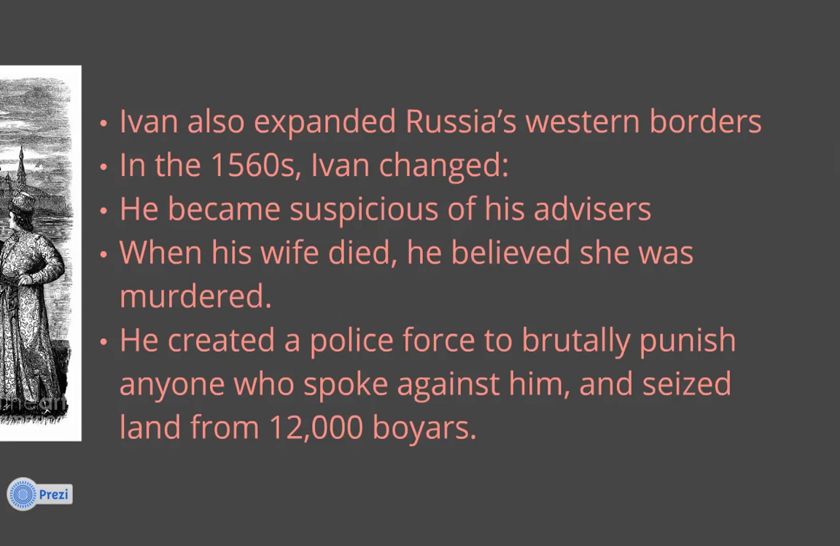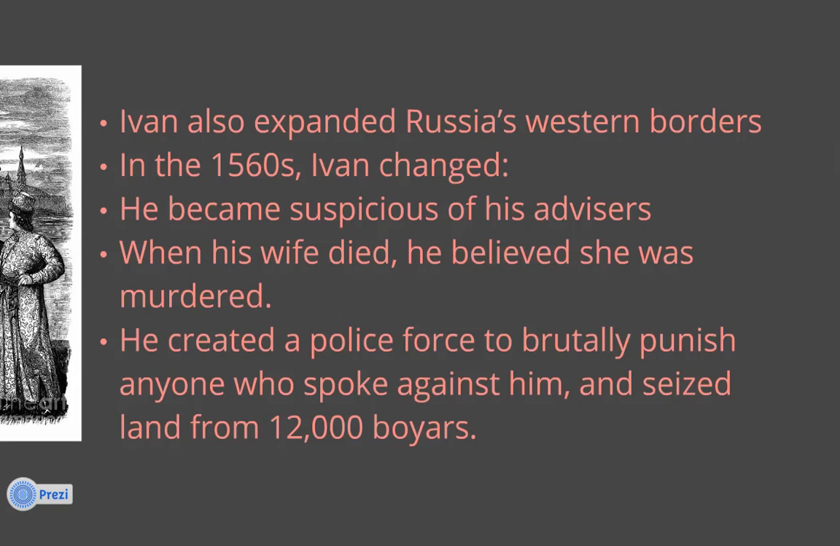And remember that with an absolute monarchy, what they say goes. So if Ivan does not want anybody speaking against him, he will definitely make sure that they're punished, and he'll make an example out of them for all the people of Russia. Also, he's going to seize land from 12,000 boyars.